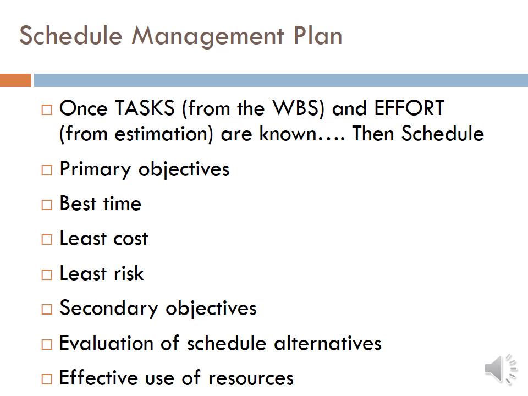Now, schedule management is the process of developing, maintaining, and communicating schedules for time and resources. Once the tasks from the WBS and effort from estimation are known, then you schedule, such as the primary objectives, the best time, least cost, least risk, secondary objectives, evaluation of schedule alternatives, and the effective use of resources.